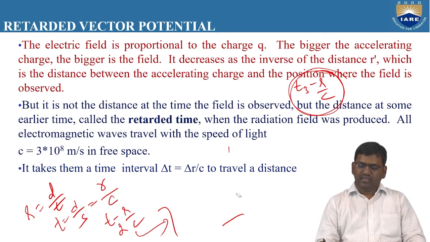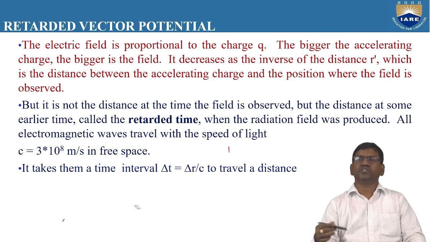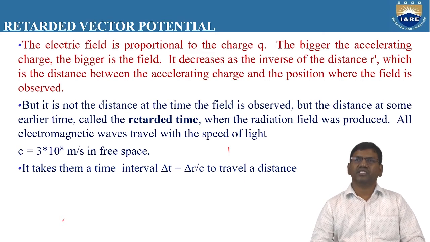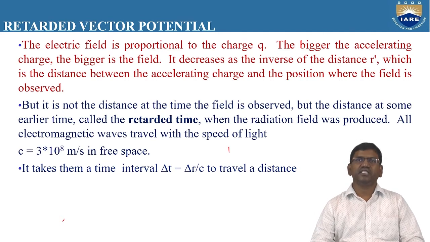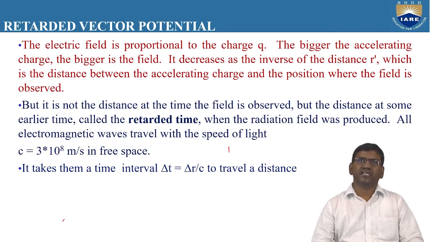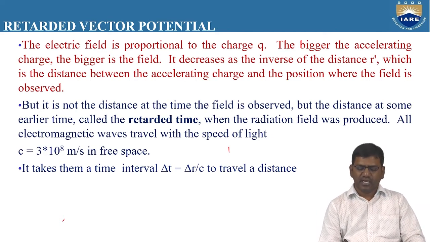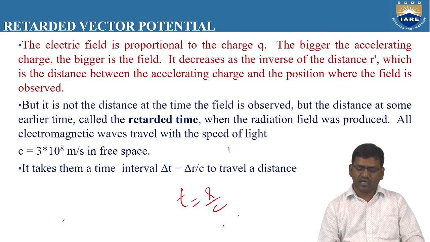The concept here is very simple. The potentials produced by the electric and magnetic fields, we call retarded potentials. These electromagnetic fields will not reach the distant point P instantaneously. Hence, we consider all the potentials which reach instantaneously and also at an earlier time. The earlier time when the radiation field was produced, we call the retarded time. These electromagnetic waves travel at the speed of light, and it takes a time t equal to R by c to travel a distance of R.